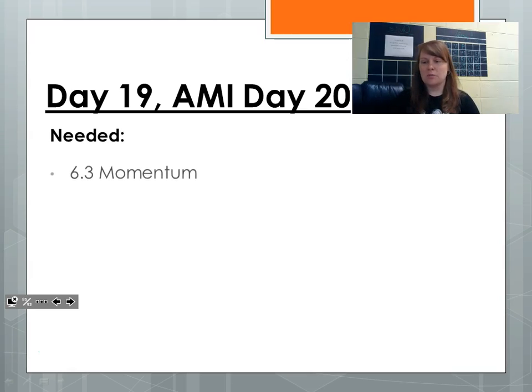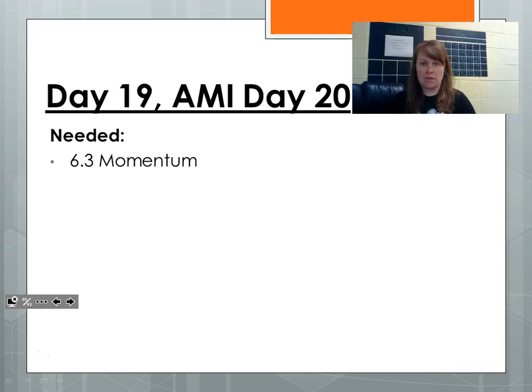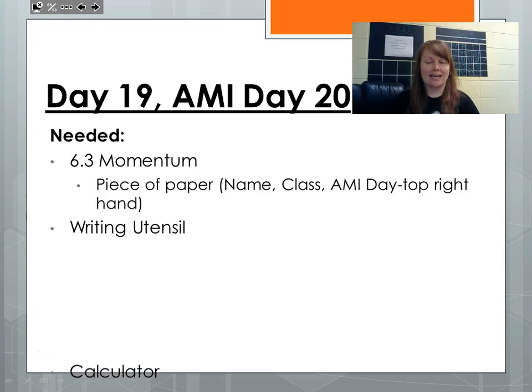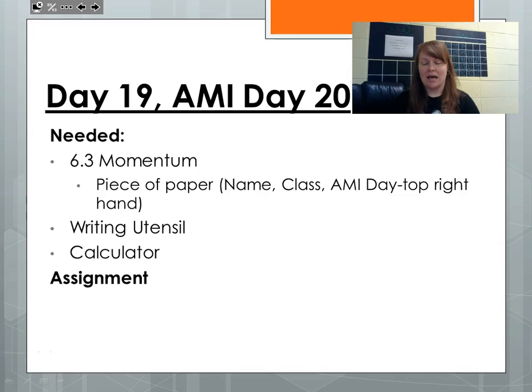We're doing 6.3 momentum. We went over some momentum yesterday, the laws of conservation of momentum. Today we're going to look at just the momentum equation. If you do not have the sheet printed off, get a piece of paper, put your name, your class, the AMI day, top right-hand corner. So for instance, Joe Smith, Physical Science, AMI Day 20. You'll need a writing utensil, of course, and a calculator. You will need a calculator because there's multiplying and dividing of higher numbers and then some decimals.